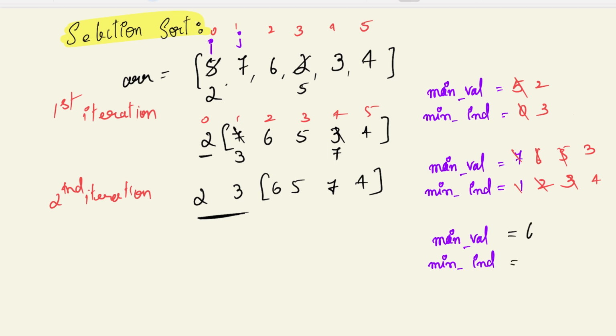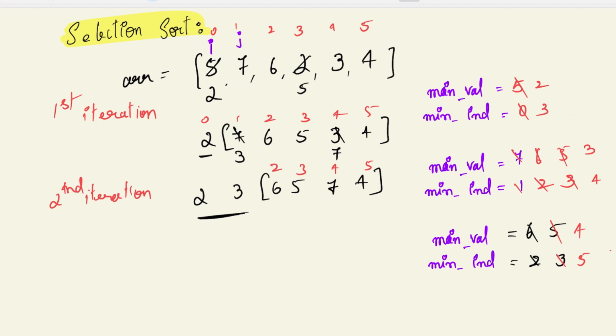So min value is 6, index as 2. And now we will compare the 6 with 5. 5 is smaller, so we update the values. This one will be 5, this one will be 3. And now we compare the 5 with 7. 5 is smaller, so no need to update. 5 with 4, so 4 is smaller, so we have to update the min value and min index. So now 5 will be 4 and the index will be 5. So we can write the index here.